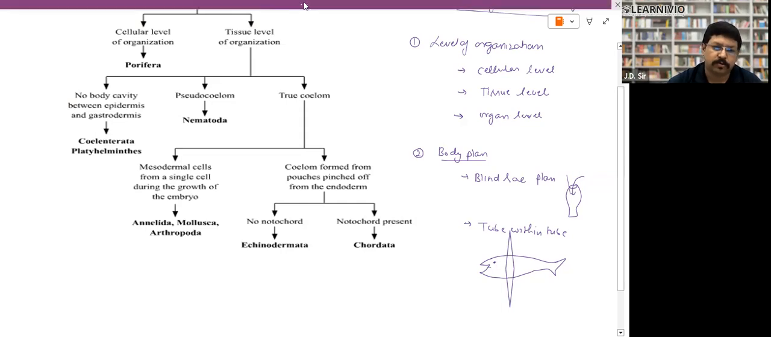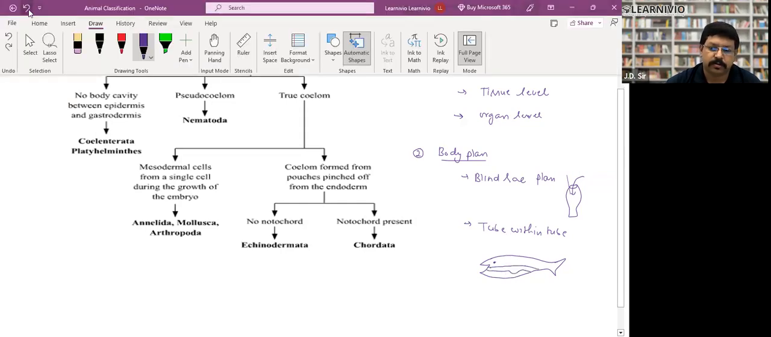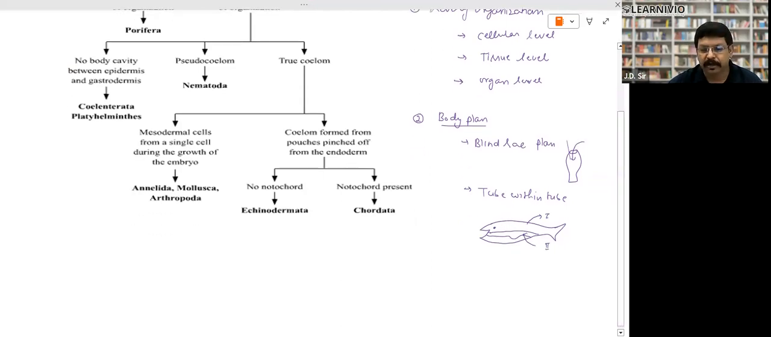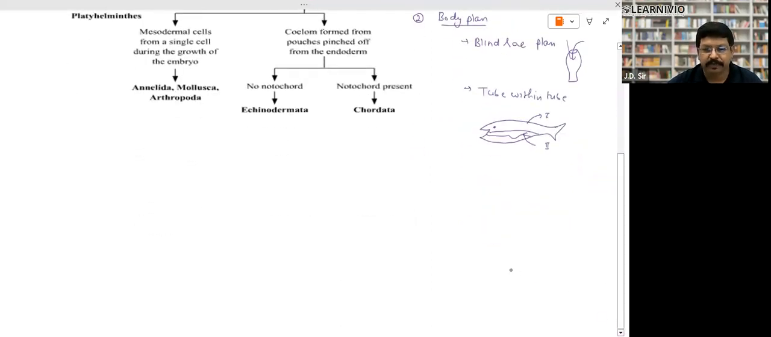So, the tube within tube plan: we consider the body as the first tube and the alimentary canal as the second tube. This is called the tube within tube plan. This is the second criterion of classification of animals, sorry. What is the third criterion of classification of animals? That is the symmetry of the body.